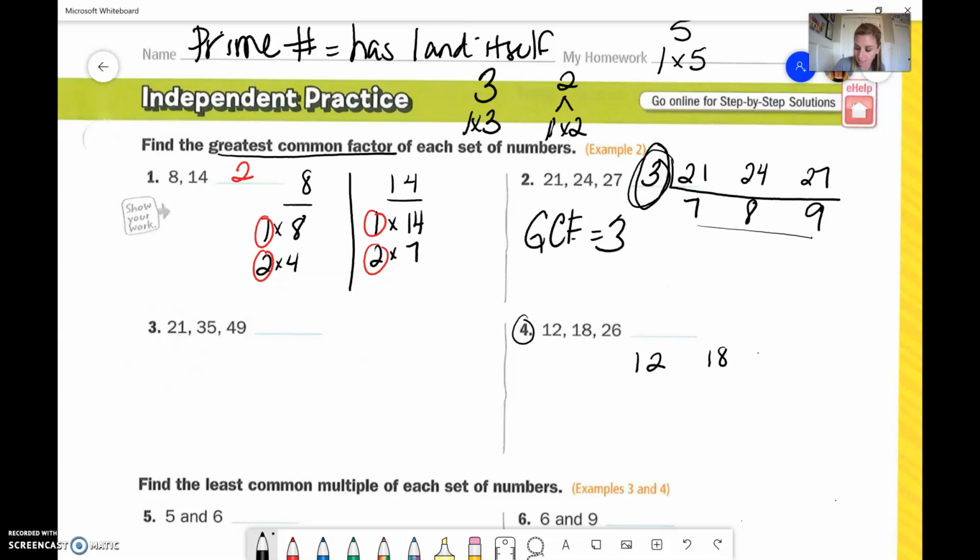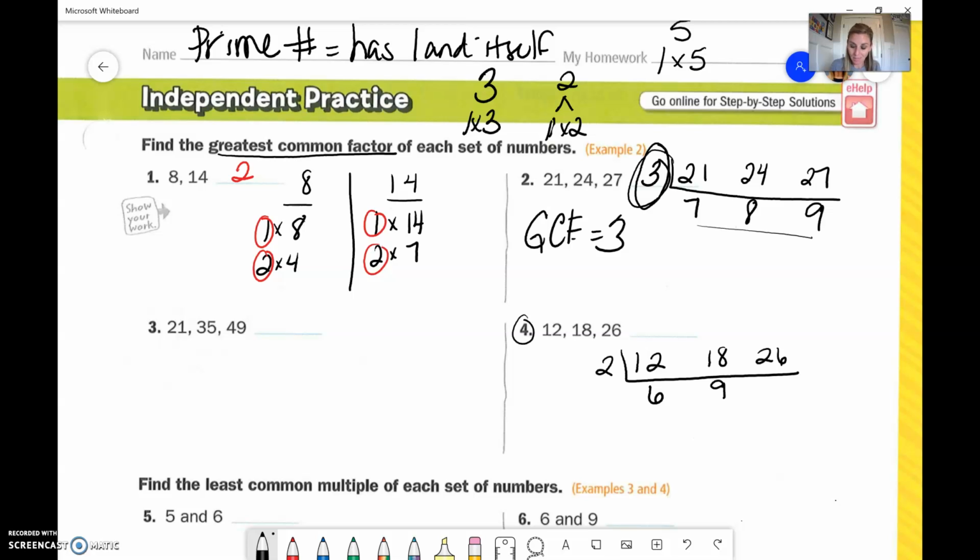12, 18, 26. When I look at those, I know that they are all even. So I know for sure that I can pull out a 2. So 2 times what is 12? 6. 2 times what is 18?